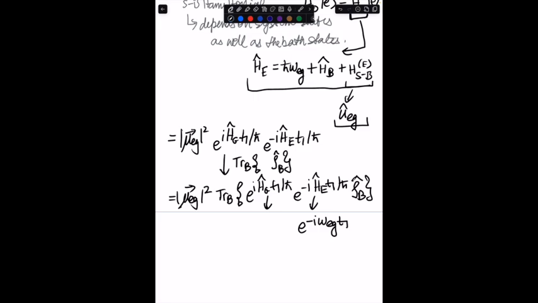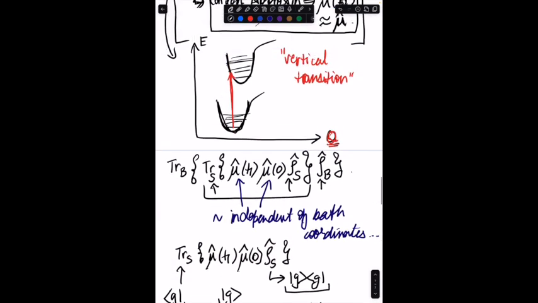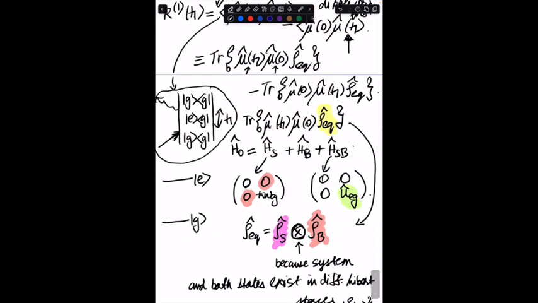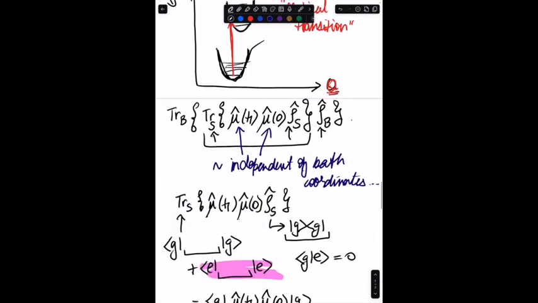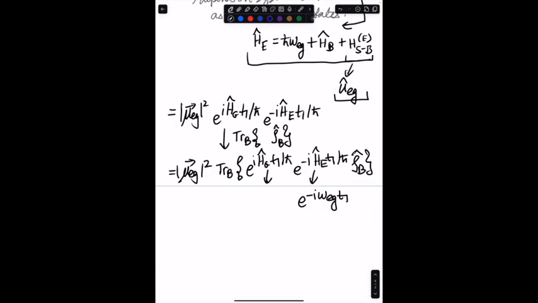And in this case, as I previously mentioned, the system component of the ground state is just zero, because I have written the energy of the excited state with respect to the energy of the ground state. So e raised to power 0 will just give you a 1 here.